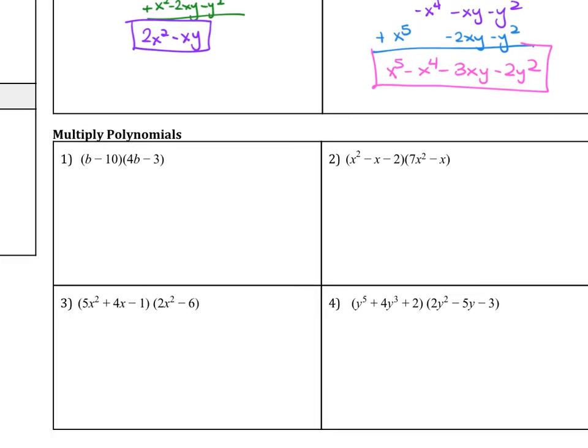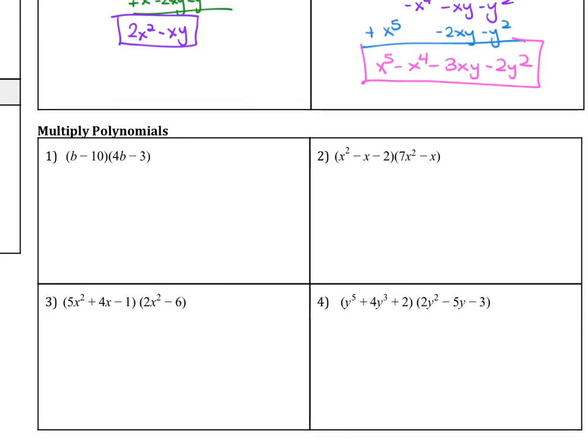The last thing we're going to do is multiply polynomials. So there are several ways to do this. You can use the FOIL method, which is first, outside, inside, last, or you can do the box method. So for now, I'm just going to do the box method. Kind of helps us organize everything.